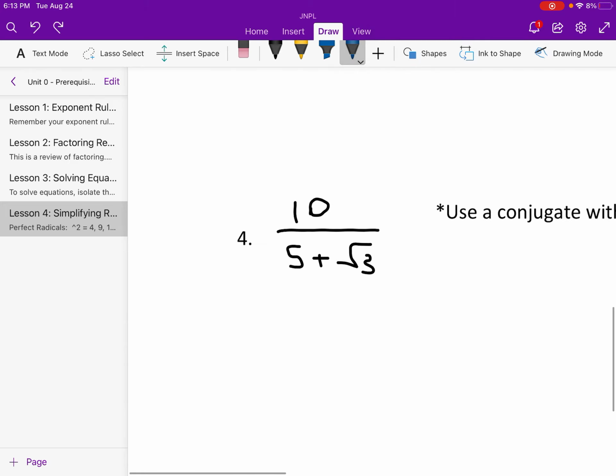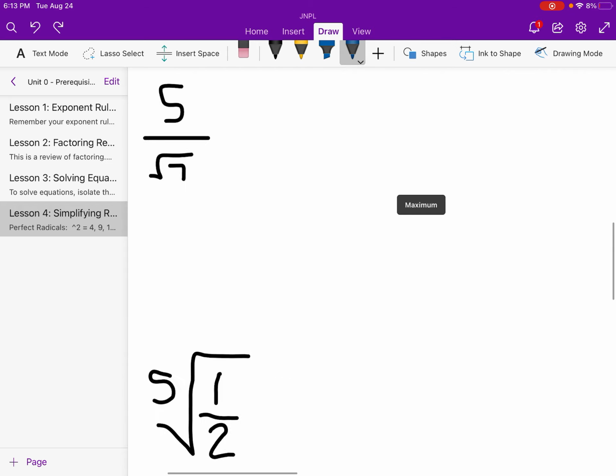Now we're looking at the next one. Alright, number 2.